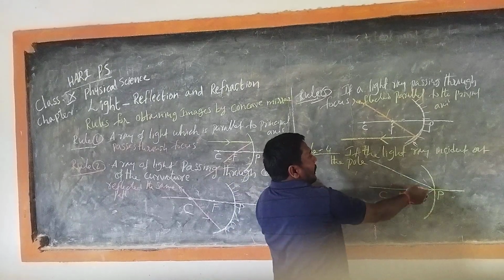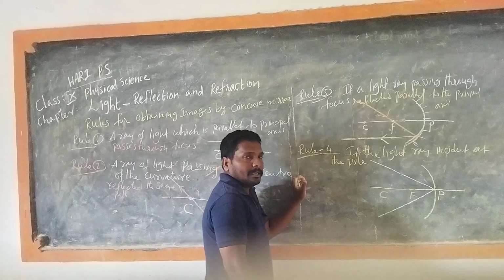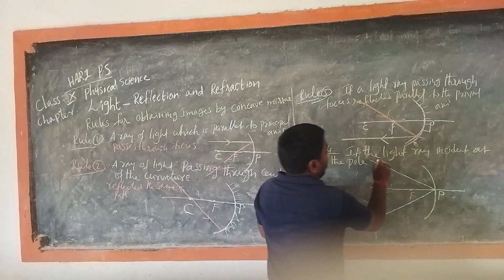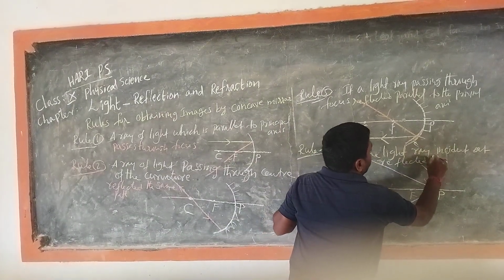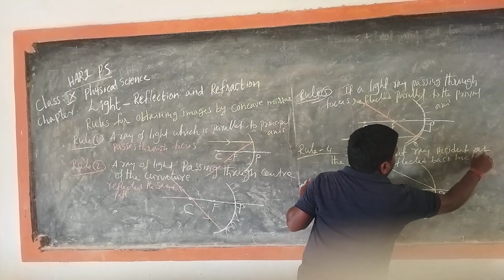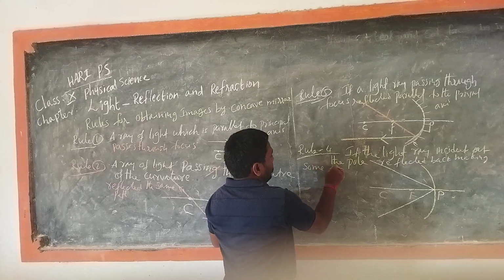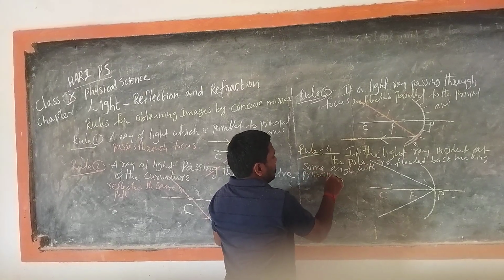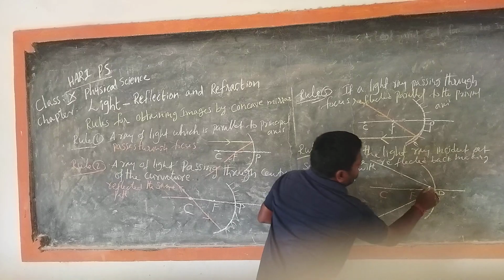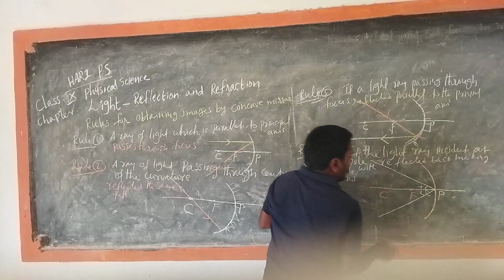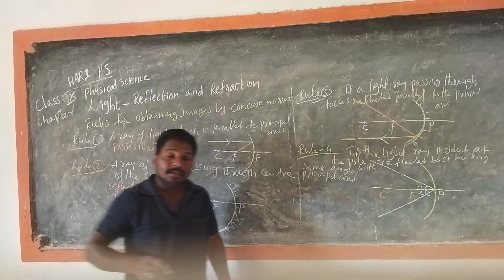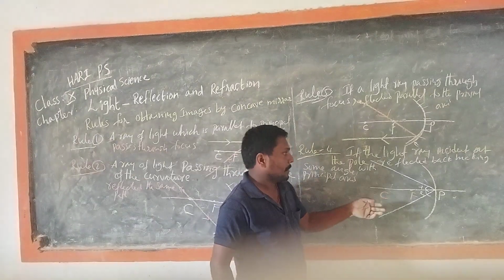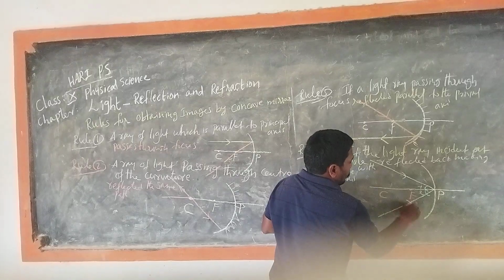It is reflected back, making some angle with the principal axis. So angle i is the angle of incidence, and here the principal axis acts as a normal. So these are the rules.